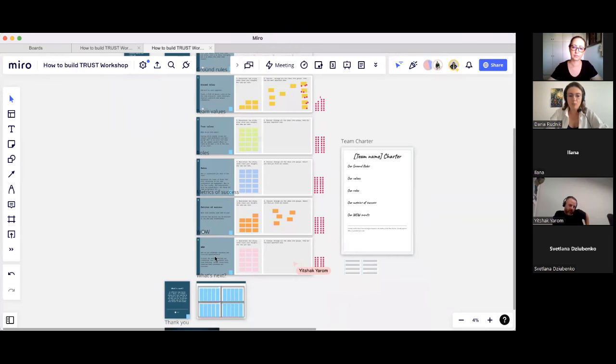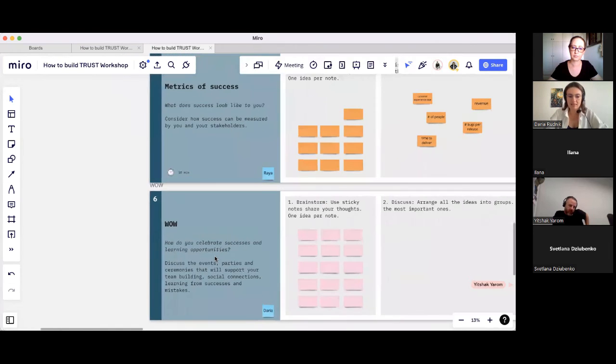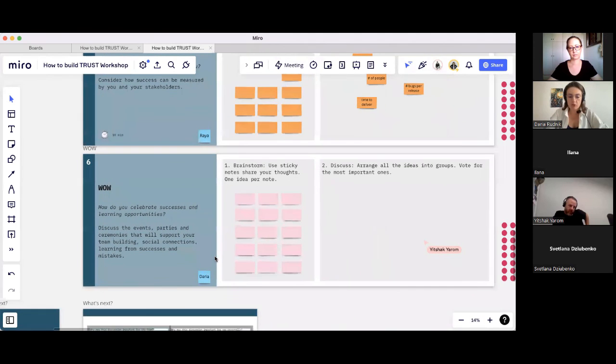And the final one is wow effect, wow events, some fun events. How do we celebrate our successes? And how do we use the learning opportunities? It's very important. I know lots of teams that think, well, that's a nice to have thing, like going out somewhere or having conversations not related to work, having some social connections outside of work projects. These are very important things. These are small things that are like a glue that keeps people together.